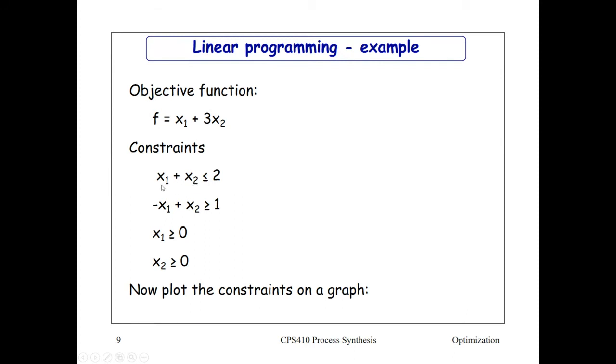Okay, so we've done the reactor can produce only 2 tons, whether it's A or B. So the sum of the production of A and the production of B must be less than or equal to 2 tons per day. And then this is the calculation for the distillation column.